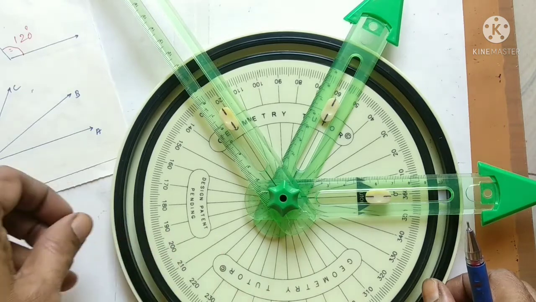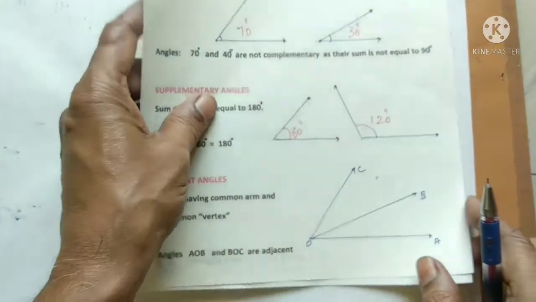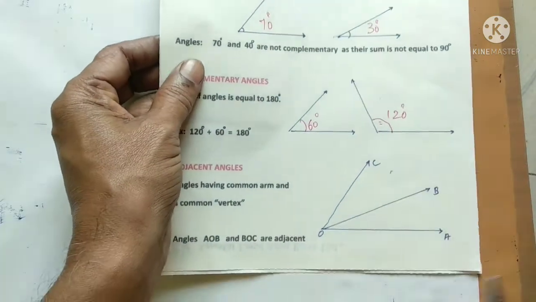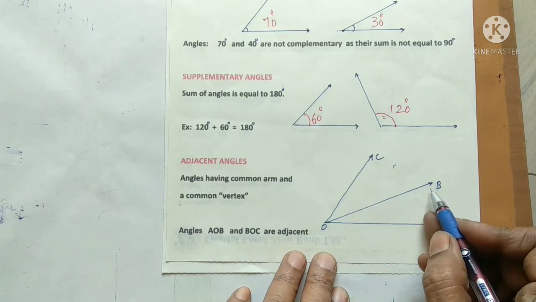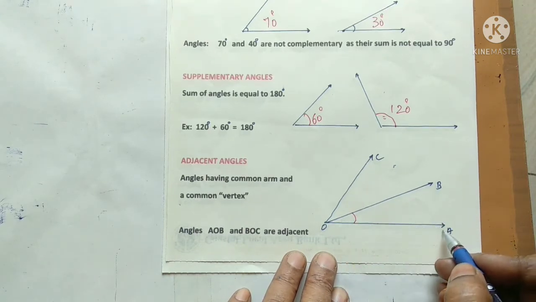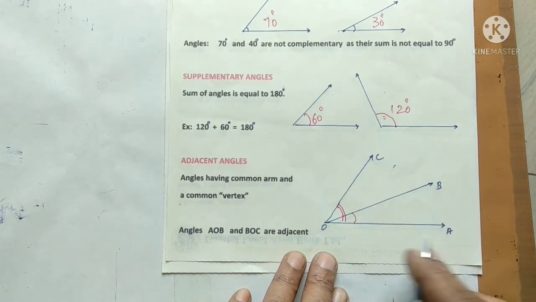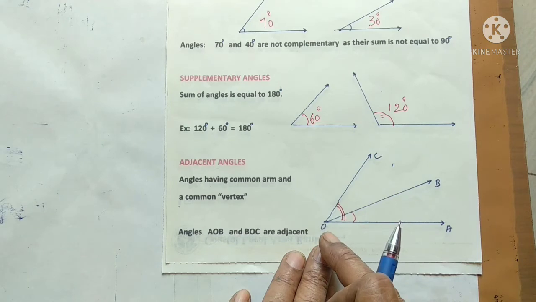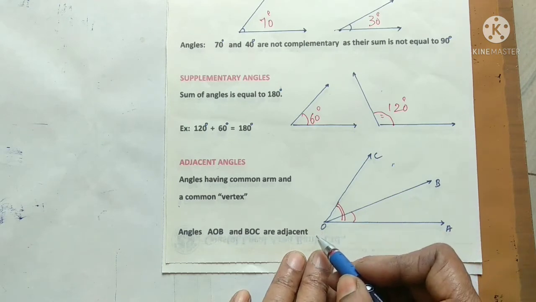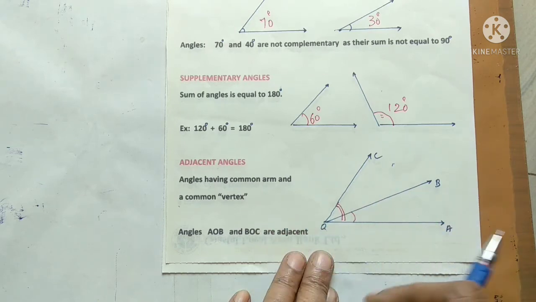On paper, if we draw it, it will be like this. Another example: we have angle AOB, and BOC is another angle. We have two angles, AOB and AOC. These two have a common arm OA and a common vertex O. So these two angles are called adjacent angles.